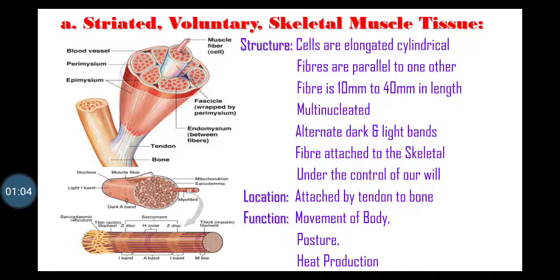muscle. These muscle fibers attach to the skeleton, hence called skeletal tissue. The activity of this fiber is under the control of our will, hence called voluntary muscle fiber. Location: it lines the skeleton, usually attached by tendon to bone. Function: movement of body, maintain posture and heat production.